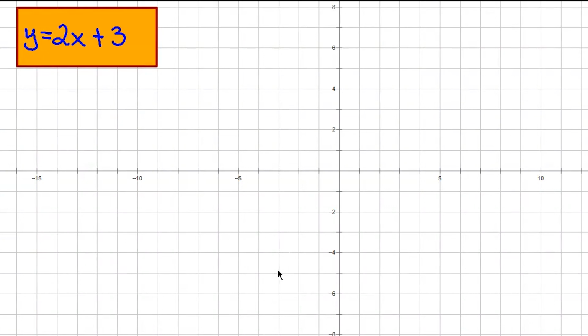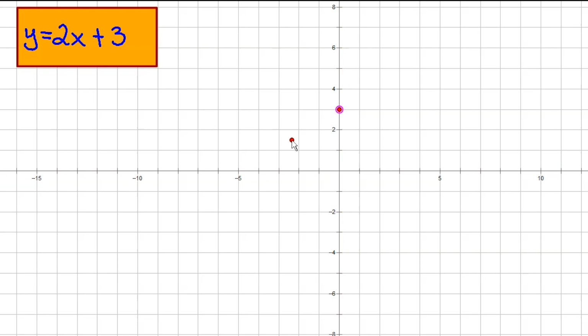All right, so in this first example on how to graph linear equations, we have y equals 2x plus 3. What I suggest is to start out by plotting your y-intercept, or your b value. In this case, it's positive 3. And remember, the y-intercept is the point where it crosses the y-axis. So I'm just going to go from my origin, up 1, 2, 3, and plot my first point.